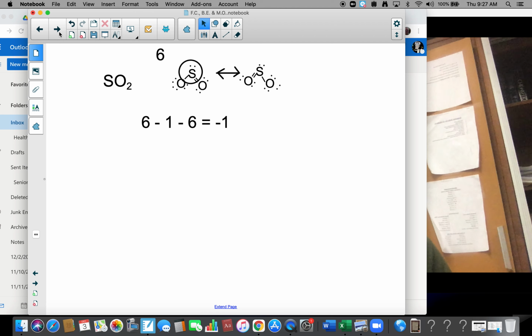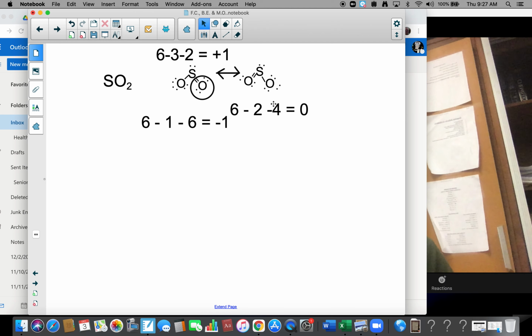Sulfur also has 6, minus 3 bonds, 2 doubles, a double and a single. And then minus 2, so I get a +1 charge. And then look at the last one, 6 minus 2 minus 4, that's 0. So +1, -1, and 0. The whole molecule has a 0 charge. Now, the only exception to this, if it's a polyatomic, then the formal charge will be equal to the charge of the polyatomic, okay? And we'll do some more of those in class.